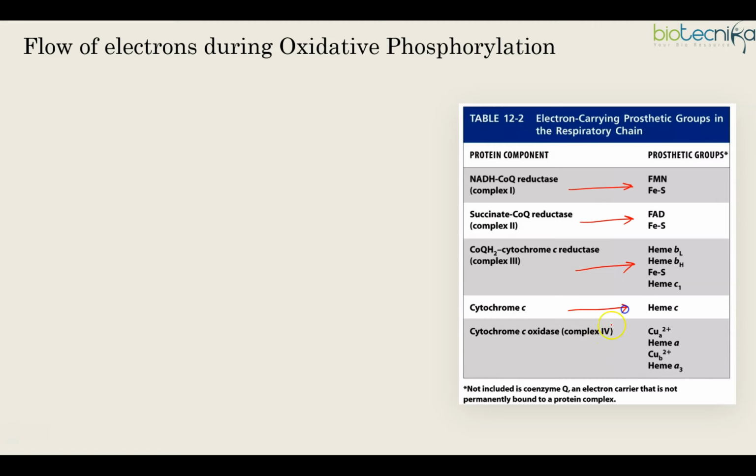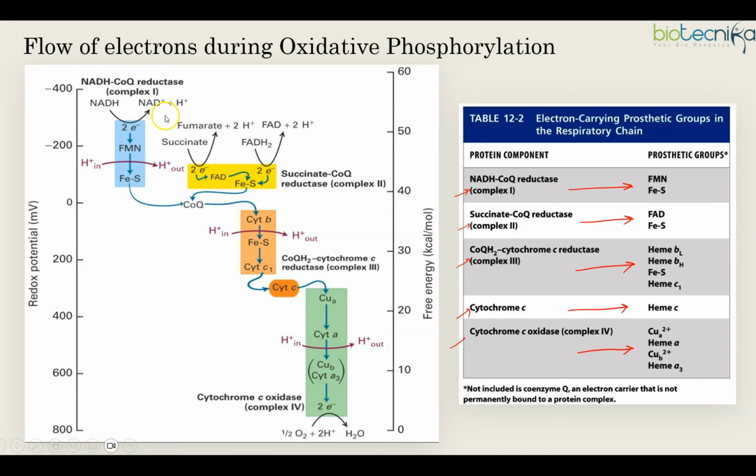This is an easy target for a match the following question. They can easily ask you which prosthetic group is present in which of the complexes, and in fact which inhibitors can inhibit these complexes. Even that is a popular question of CSIR. Maybe we can discuss that in some other video, or you can attend the classes of Biotechnica where we discuss all these concepts in much more detail as is required for the exam.